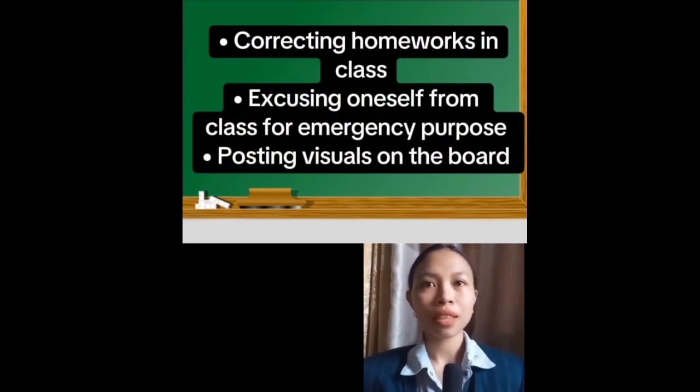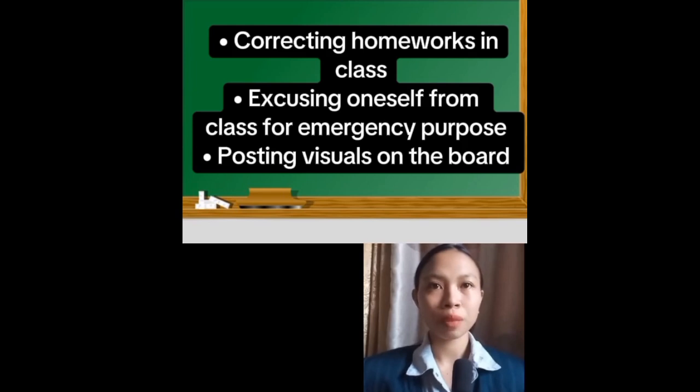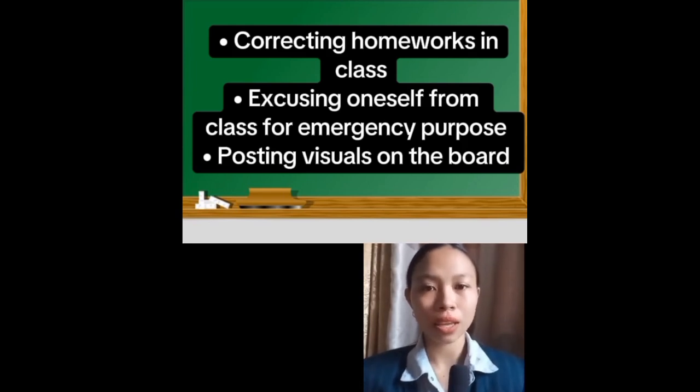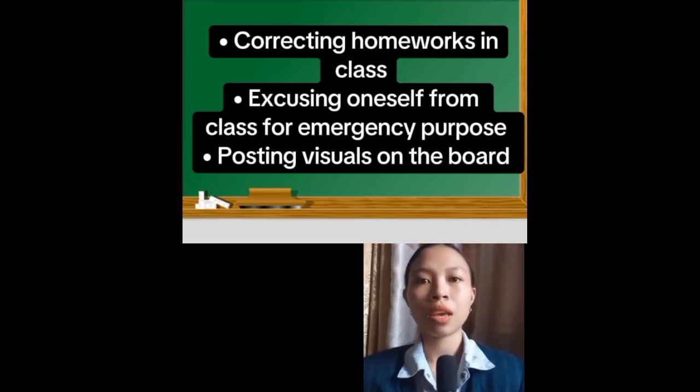So here, a math teacher reviews homework by having students check each other's work with a checklist. Next is excusing oneself from class for emergency purposes. So here, a student raises a hand and uses a hall pass before leaving the room. Next, we have posting visual aids on the board.